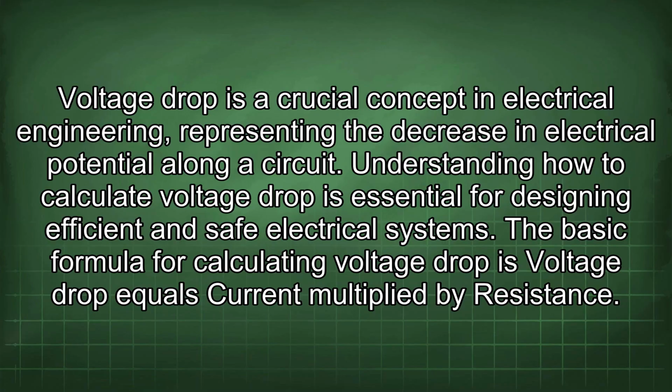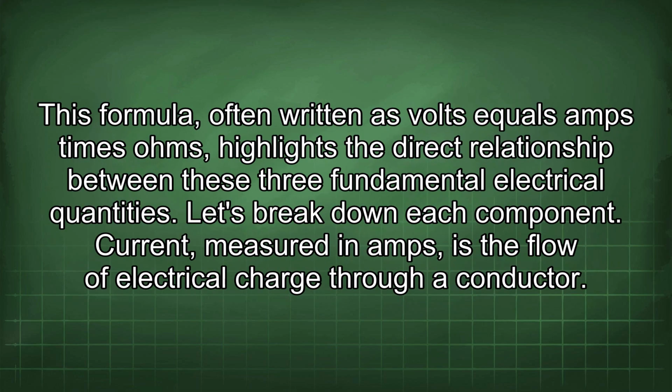Voltage drop is a crucial concept in electrical engineering, representing the decrease in electrical potential along a circuit. Understanding how to calculate voltage drop is essential for designing efficient and safe electrical systems. The basic formula for calculating voltage drop is voltage drop equals current multiplied by resistance. This formula, often written as volts equals amps times ohms, highlights the direct relationship between these three fundamental electrical quantities.